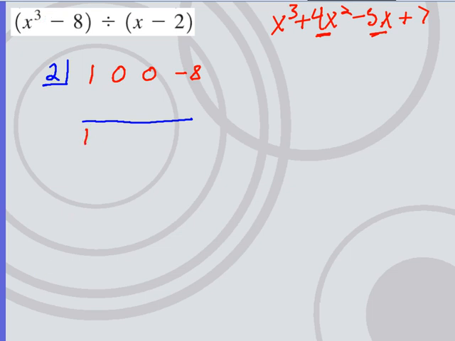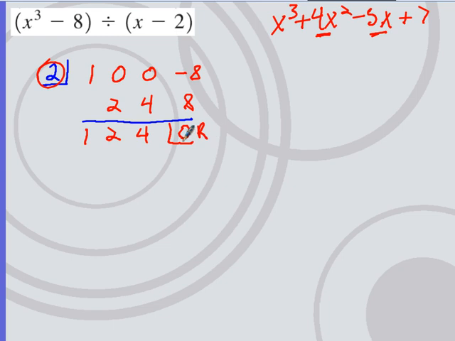Bring it down, multiply by the 2. Combine those, gives you a 2. Multiply those, gives you a 4. Combine those, gives you a 4. Multiply those, gives you an 8. Combine those, gives you a 0. Awesome. You have 0 remainder. There's no leftover.